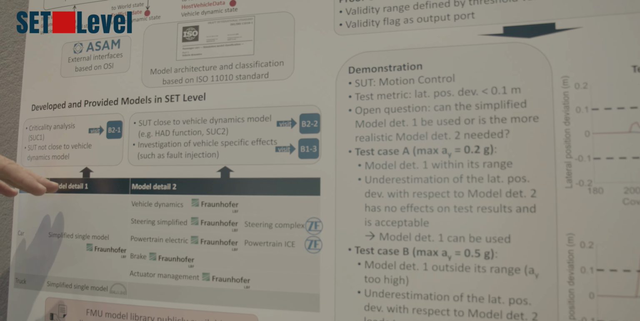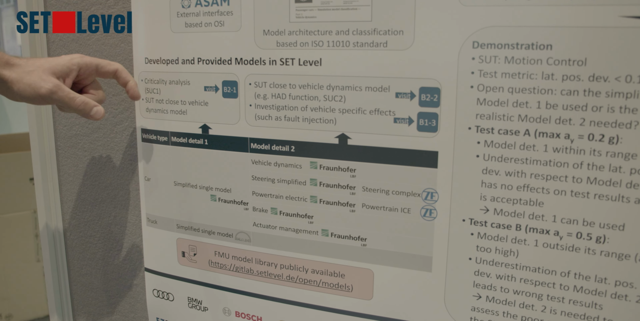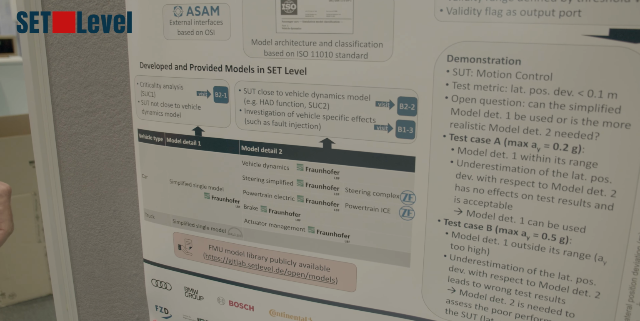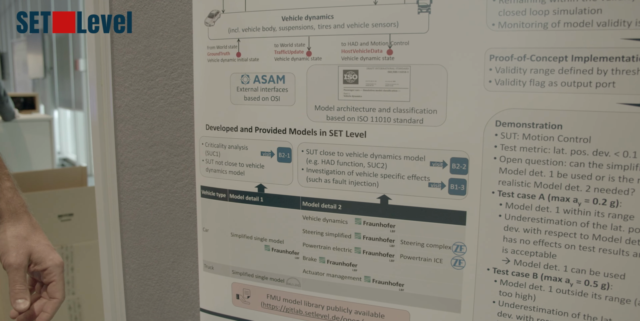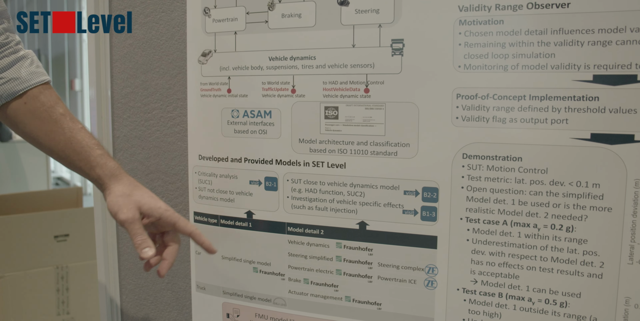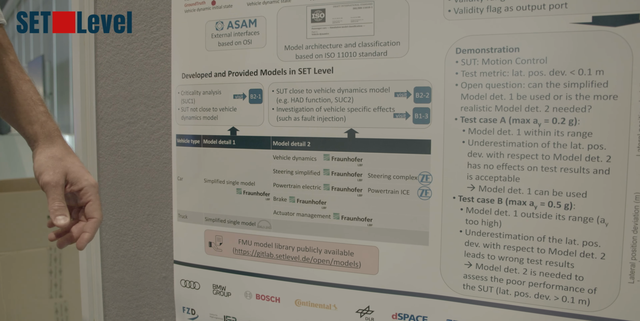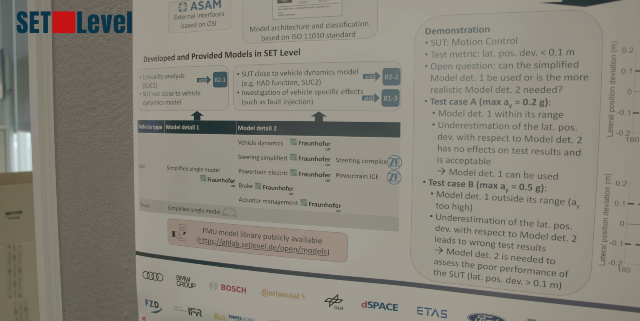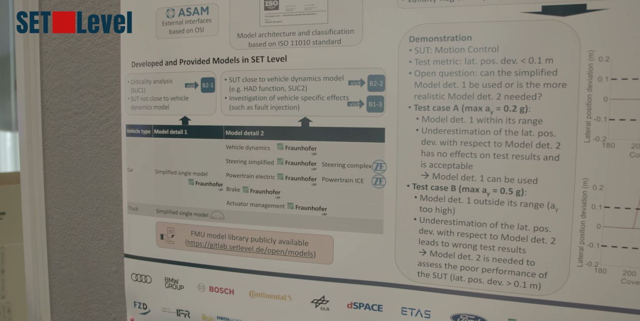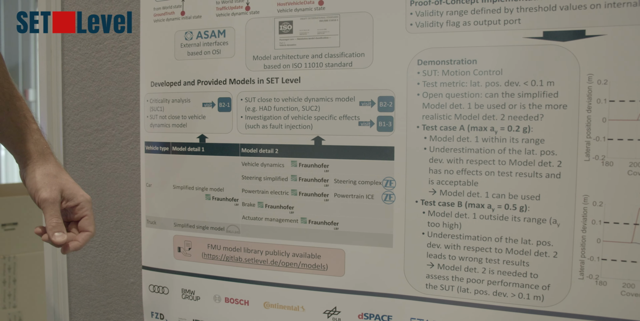Model detail 1 is mostly intended for criticality analysis, such as those carried out in simulation use case 1 of the SetLevel project, and generally for systems under test which do not have a very close interaction with the vehicle dynamics and actuator models. Model detail level 2 is intended on the other side for systems under test which closely interact with the vehicle dynamics and actuator models, like testing the HID function as in simulation use case 2, or generally for investigating specific vehicle effects such as fault injection, which is presented in booth B1-3.